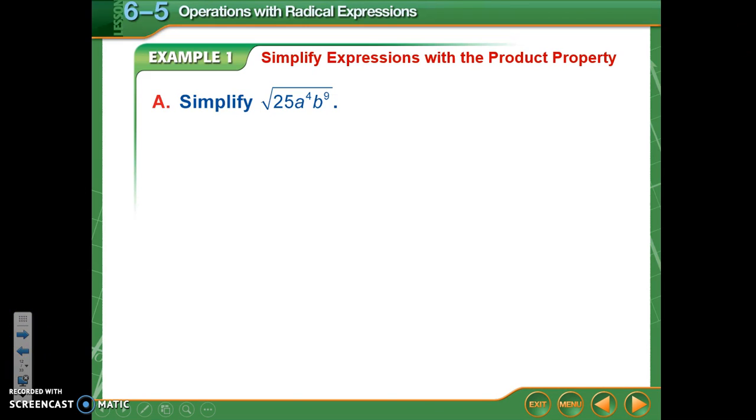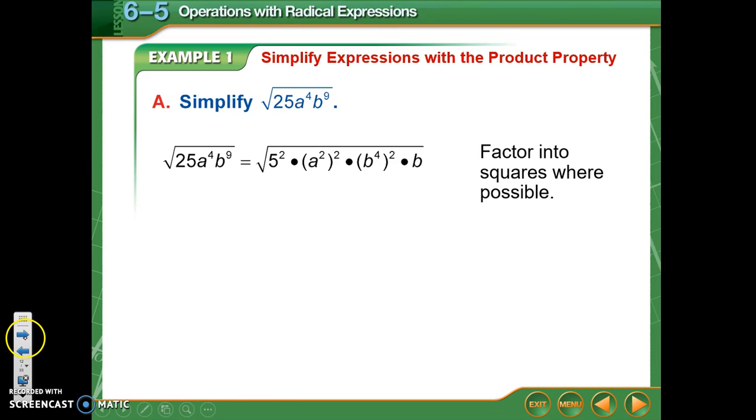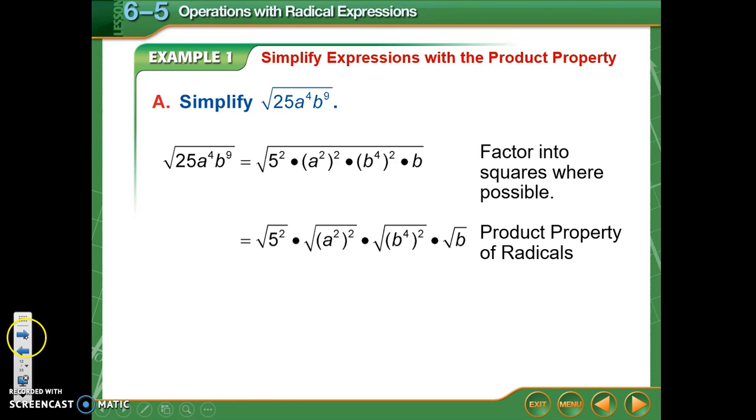All right, so if we want to simplify this, it's a total review problem from chapter 4. The square root of 25 we know is 5. The square root of a to the 4th is a squared. And then the square root of b to the 9th, notice here they broke it up as b to the 8th times b, because b to the 8th is a perfect square. The square root of b to the 8th is b to the 4th. And so that leaves me with 5a squared b to the 4th times the square root of b.